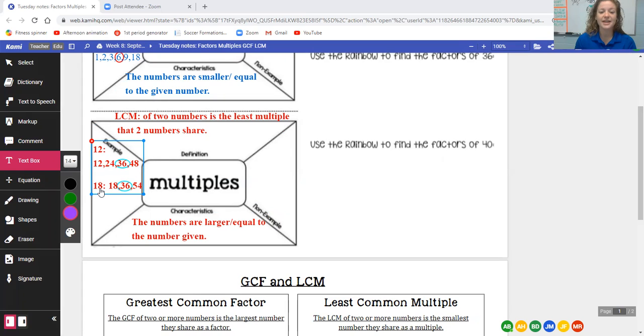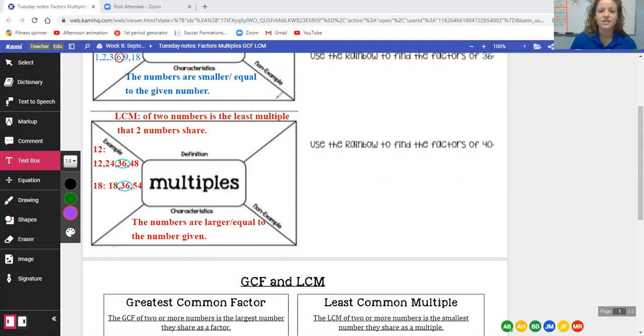Yes. So if we're looking at those, between 12 and 18, which number is the least common multiple? So if we're looking at that list, which number, if we're starting from the left and moving our way to the right, which number has the same in both? Would be 36, yes. So if we're looking at non-examples of a multiple, what's the opposite of a multiple? Would be a factor. Very good.